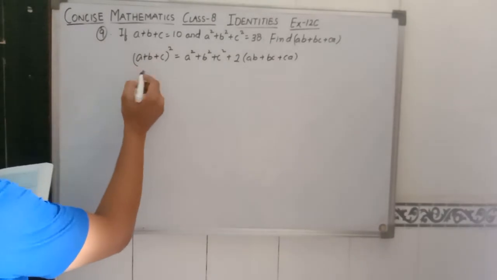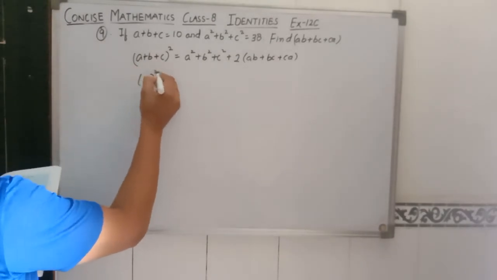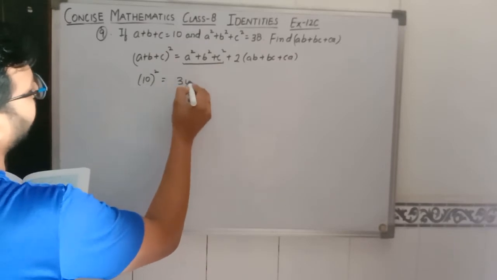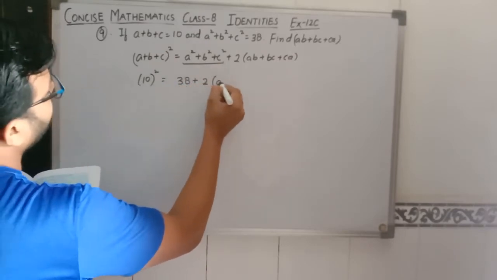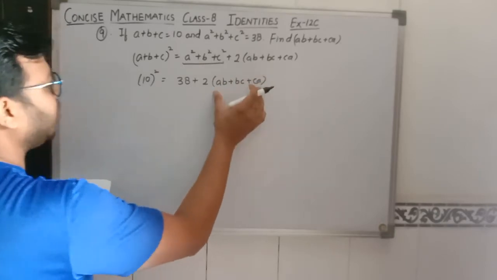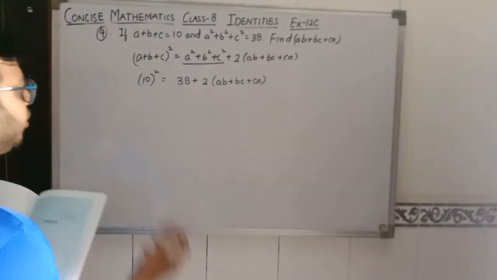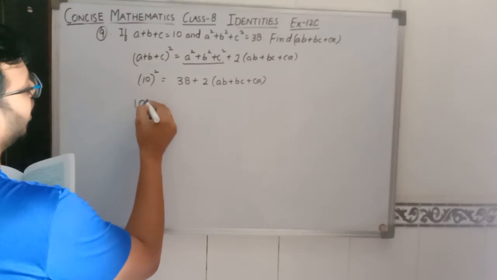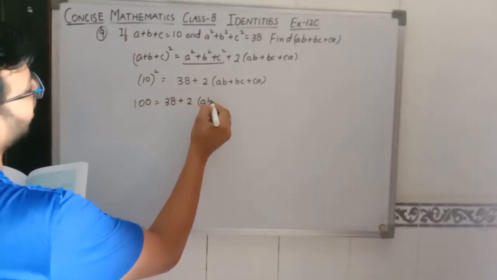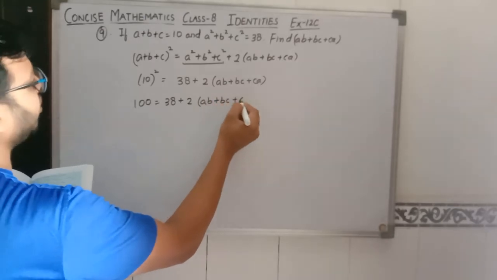Now this term's value is given, 10. So here we can apply 10 square. The value of these three terms is given, 38. So 38 plus 2, and these three terms will remain the same. Now you can see that you have only this bracket and the others are numerical values. So you can solve it. 100 is equal to 38 plus 2 times ab plus bc plus ca.